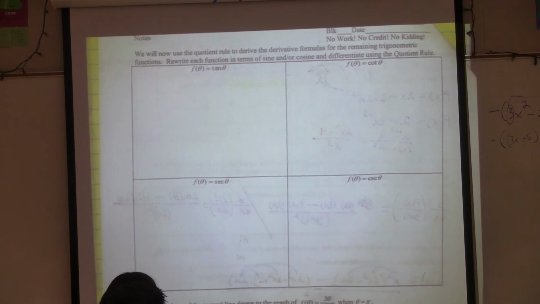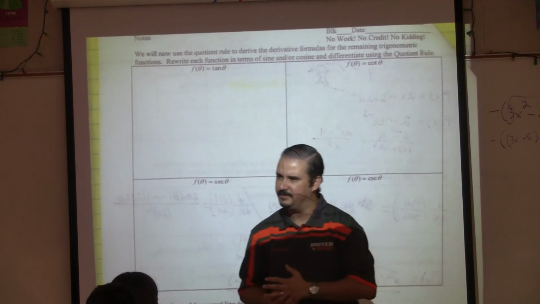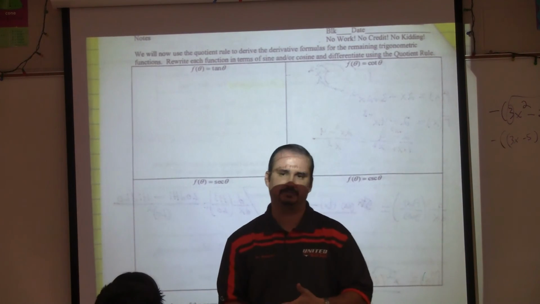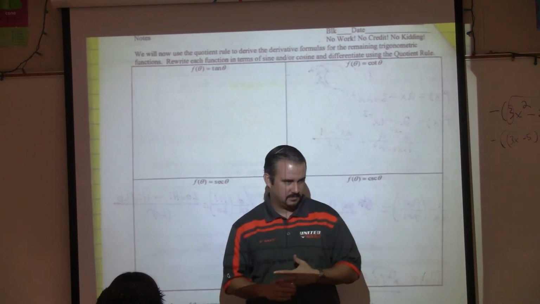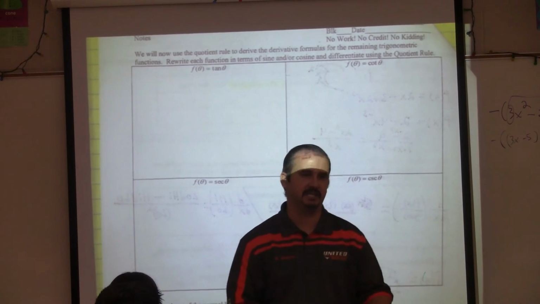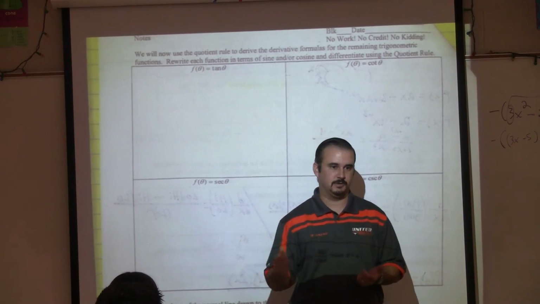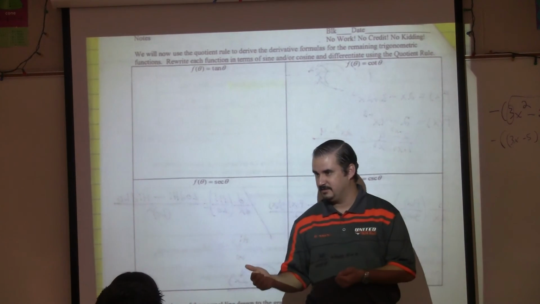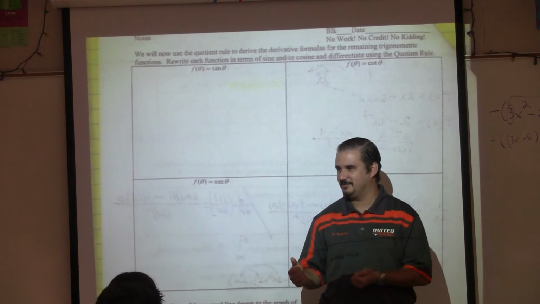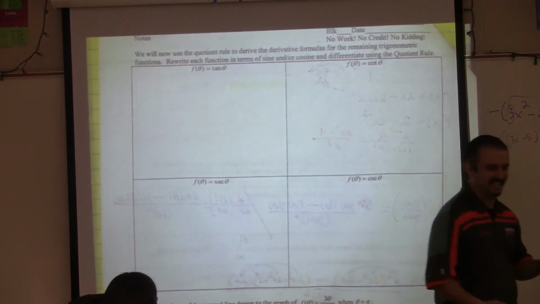Okay? And can we write all of these four in terms of sine and cosine? Yes. Like what would tangent be in terms of sine and cosine? Sine over cosine. What would cotangent be? Cosine over sine. What would secant be? 1 over cosine. And what would cosecant be? 1 over sine.